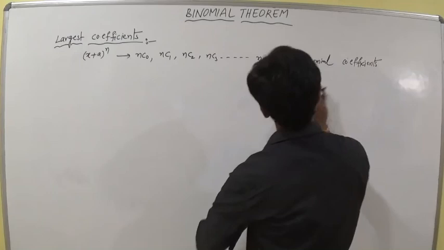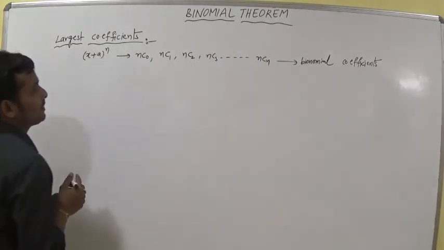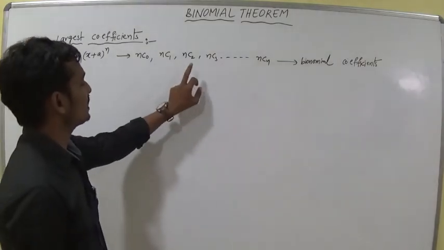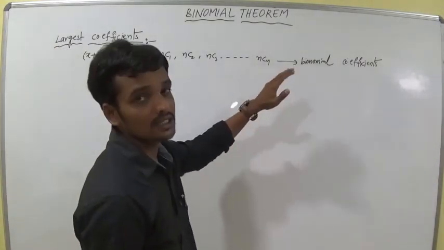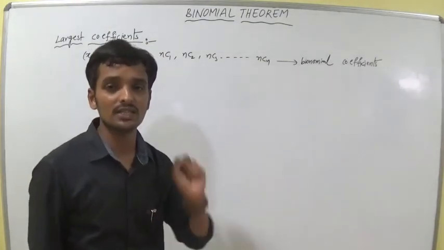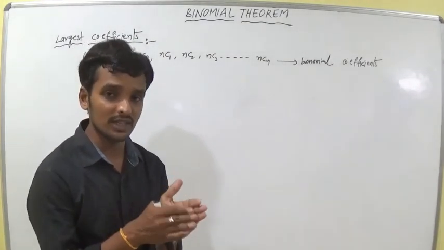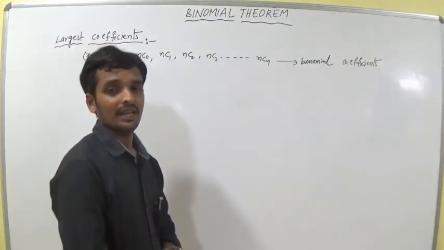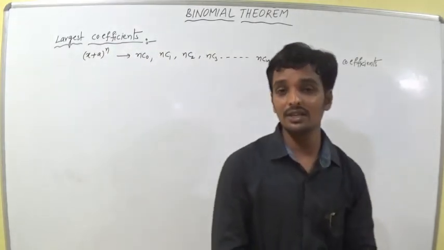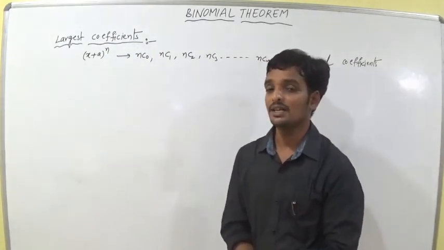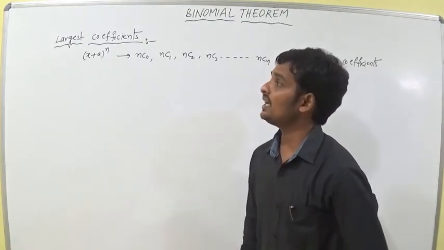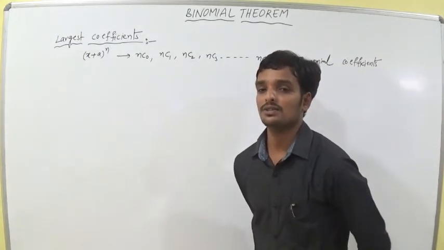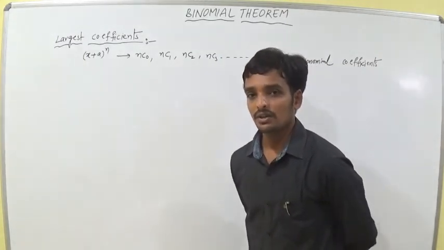Already we have discussed from the first the expansion form of a plus b whole power n. We are getting nC0, nC1, nC2, nC3 and nCn. These are the binomial coefficients. In these binomial coefficients, which coefficient is the largest? In this topic, which term has the largest coefficient? Are you okay now?